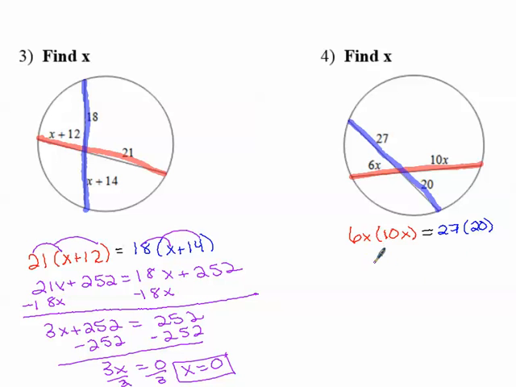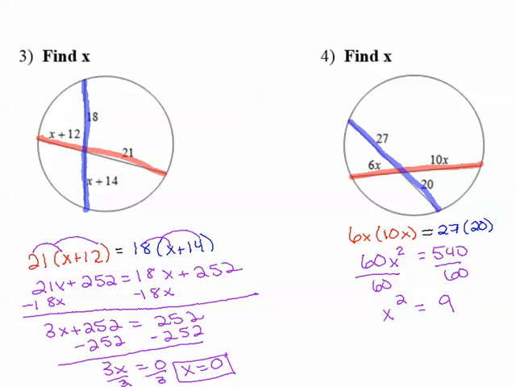So now I'm going to multiply on both sides. On the left-hand side, I have 60x squared because x times x is x squared. 27 times 20 is 540. I'm going to divide both sides by 60, and x squared equals 9.